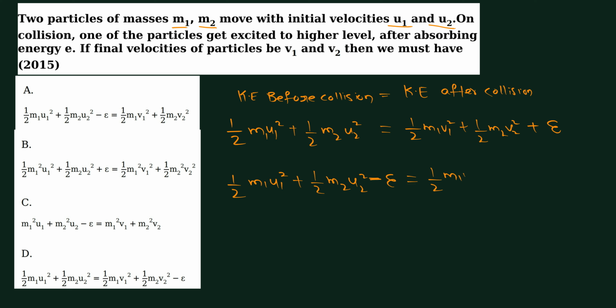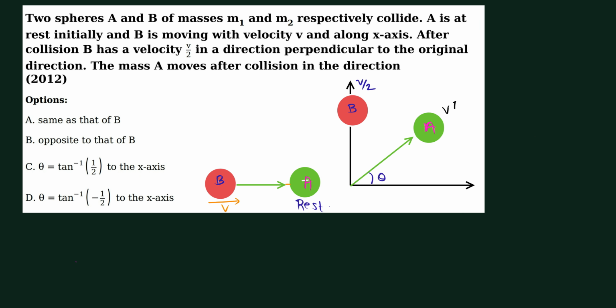Now you see which one is matching the answer here? Half m2 v2 square. So which one is matching your answer? Option A, sir. Option A is matching. So answer A is the right answer.